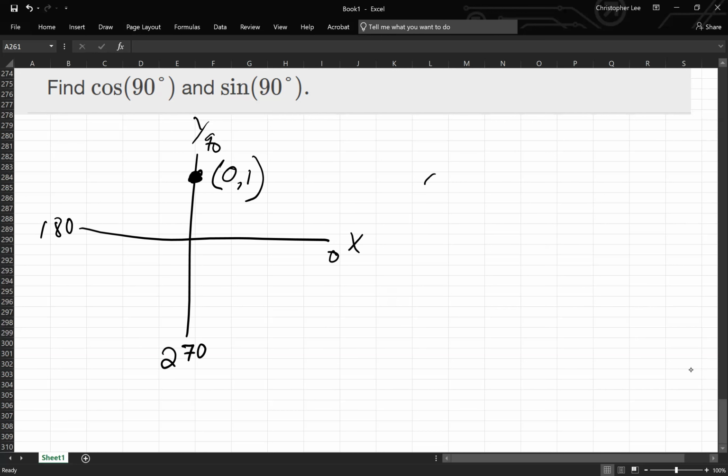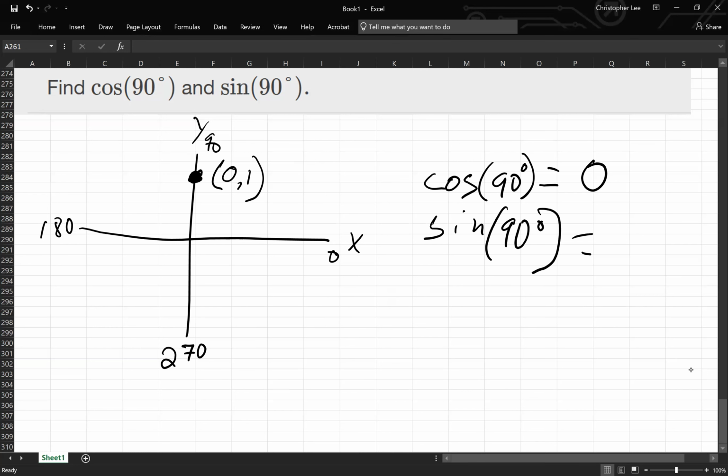So now when I say what is cosine of 90 degrees, I'm asking you literally what's the x coordinate of this point here? So it's 0. What is sine of 90? That's going to be the y coordinate, 1. Questions on it?